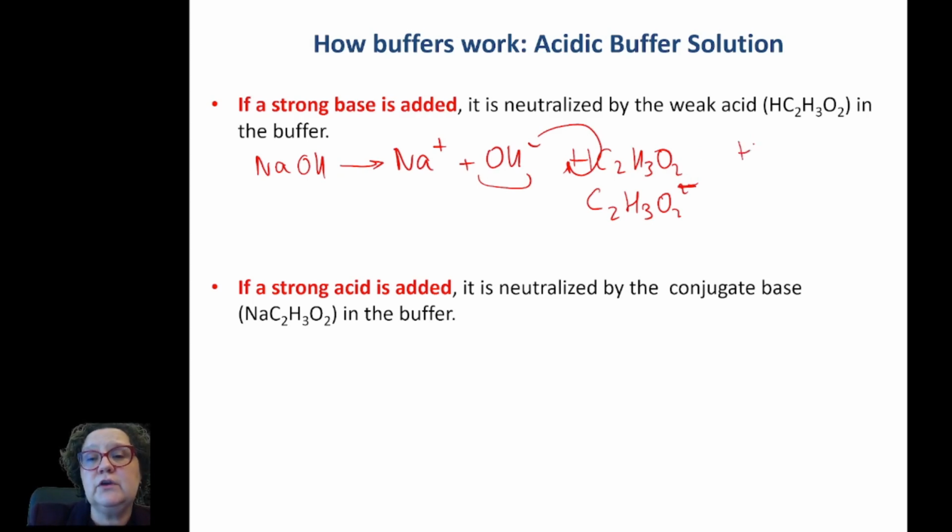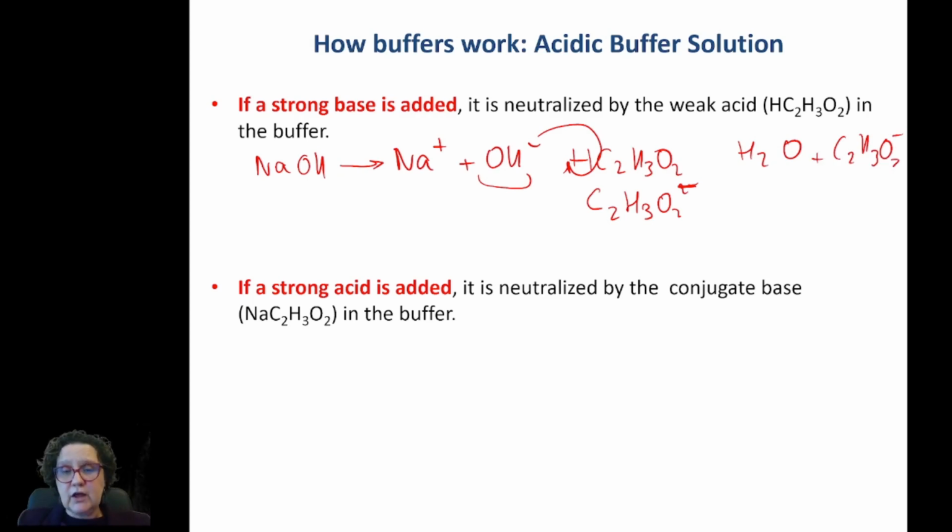You would generate water and more C2H3O2 minus. So suddenly your hydroxyl ions are not just in water, they are being consumed by the acetic acid to form water. So instead of having a dramatic effect on the pH, the change in pH is barely noticeable or none at all, depending on how much acetic acid you have, because you will have the acetic acid there reacting with the hydroxyls.